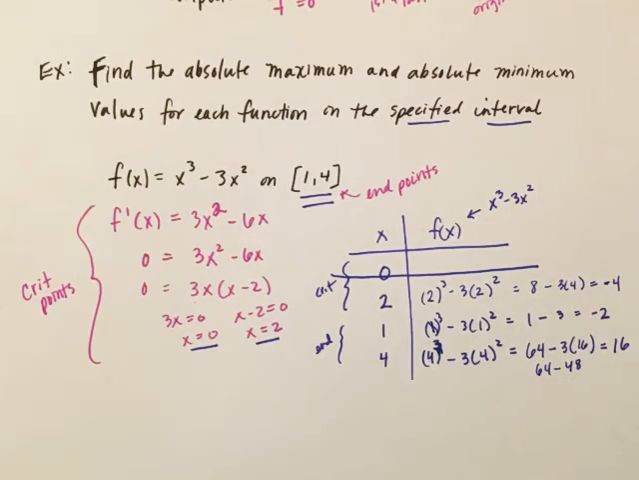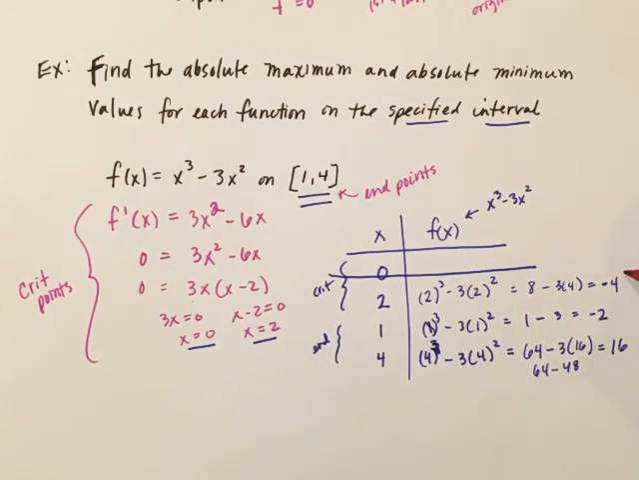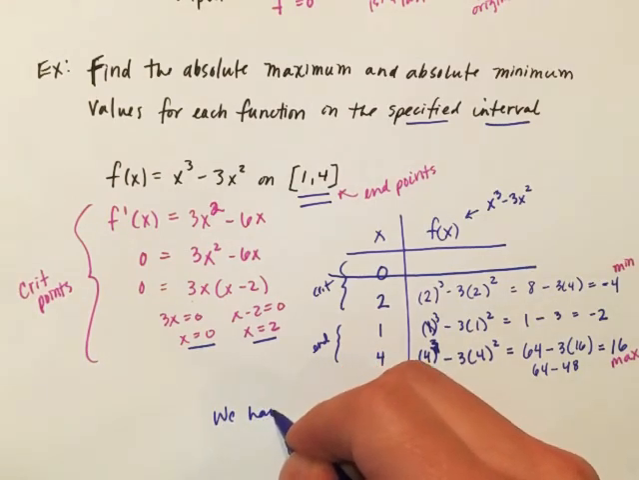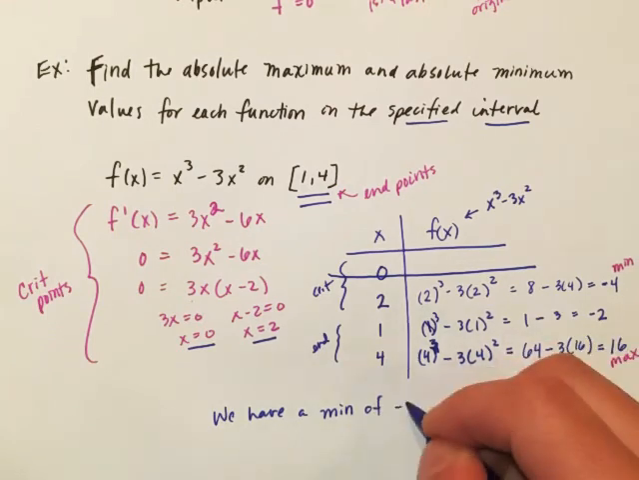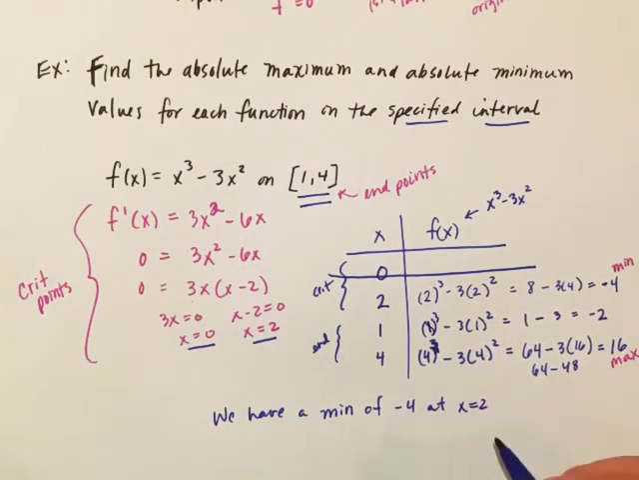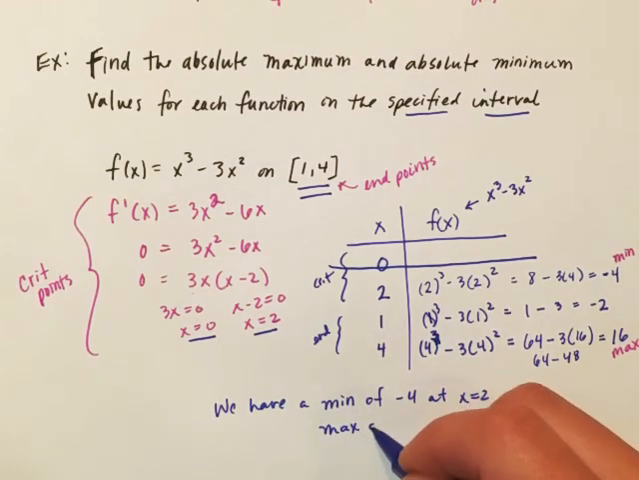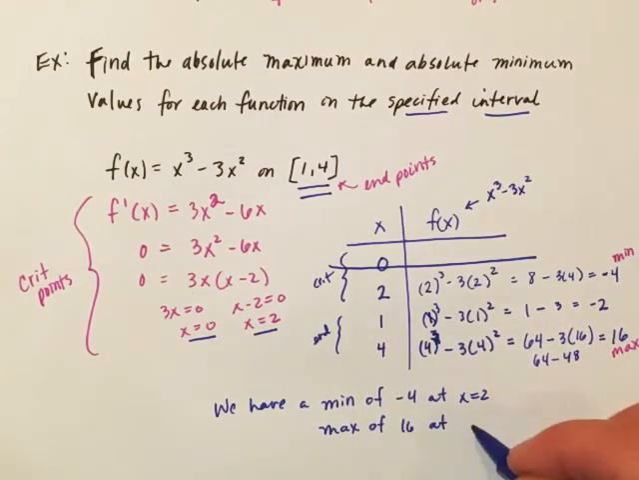All right, now I've got all of my output values, so I can determine which ones are my max and which are my min values. Just look for the greatest and the least. I can see that negative 4 is my smallest number, that's going to be my min, and 16 is my largest number, that's going to be my max. If I were to write a sentence really quickly, we have a minimum of negative 4 at x equals 2, and we have a max of 16 at x equals 4.